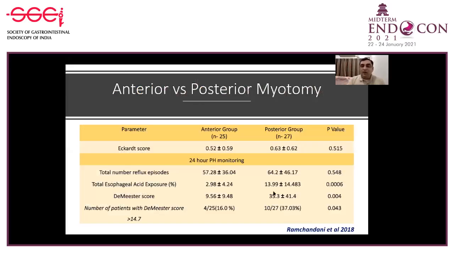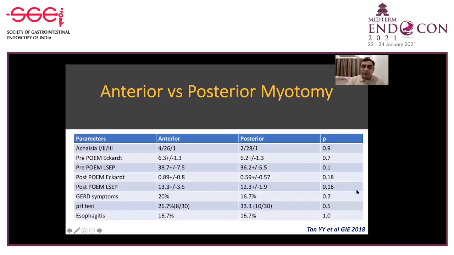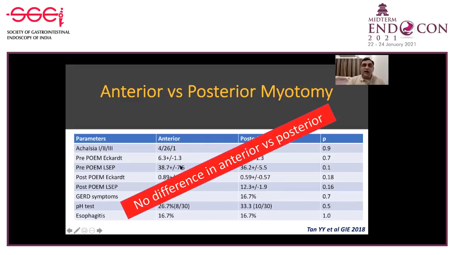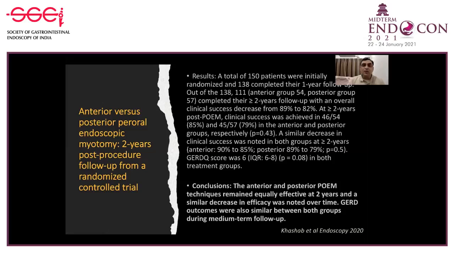And we have three good papers which are showing this. One is from India for anterior versus posterior. This shows from Mohan that you have increased acid exposure and increased DeMeester score if you do a posterior myotomy. But this paper from Tan in GIE in 2018 shows that anterior and posterior are the same in all regards. There is no difference between anterior and posterior.